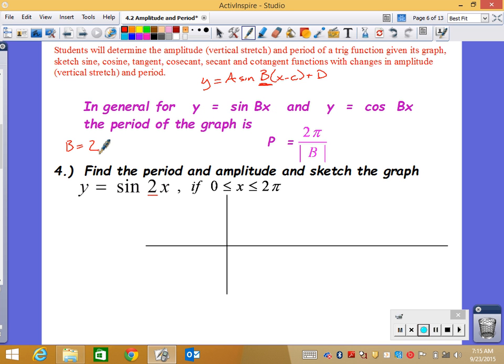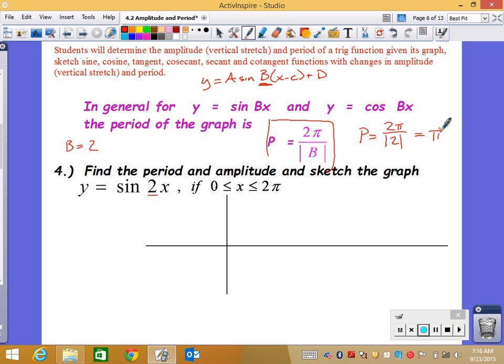Now we're given this nifty little formula that tells me the new period based on what my b value is. So we plug in b is 2. We have p, the new period, is equal to 2 pi divided by the absolute value of b. But the absolute value of 2 is 2, so my new period here is pi. So in other words, I have to fit my 1 full cycle of this sine graph in pi instead of 2 pi like we had before. We have to make it go twice as fast.